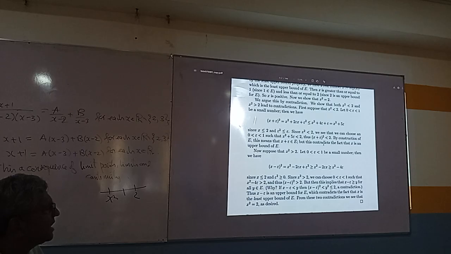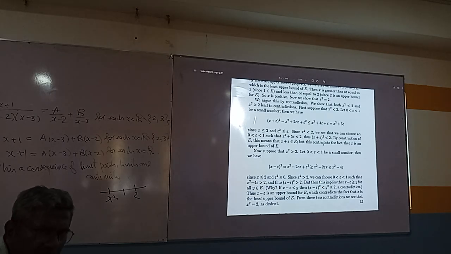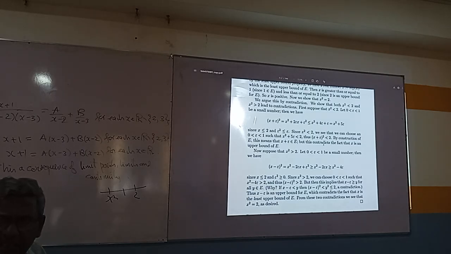We have shown that. Now we have to show that x squared greater than 2 cannot hold either. Again we take a number epsilon between 0 and 1.